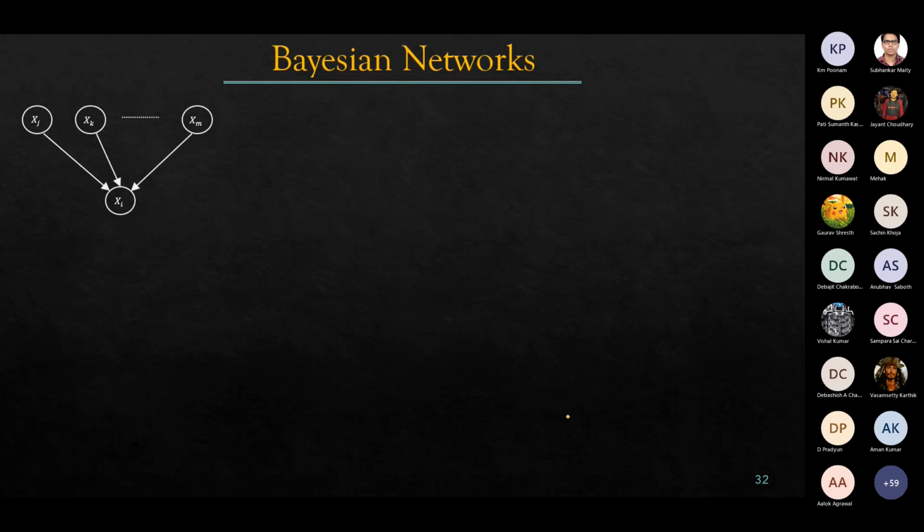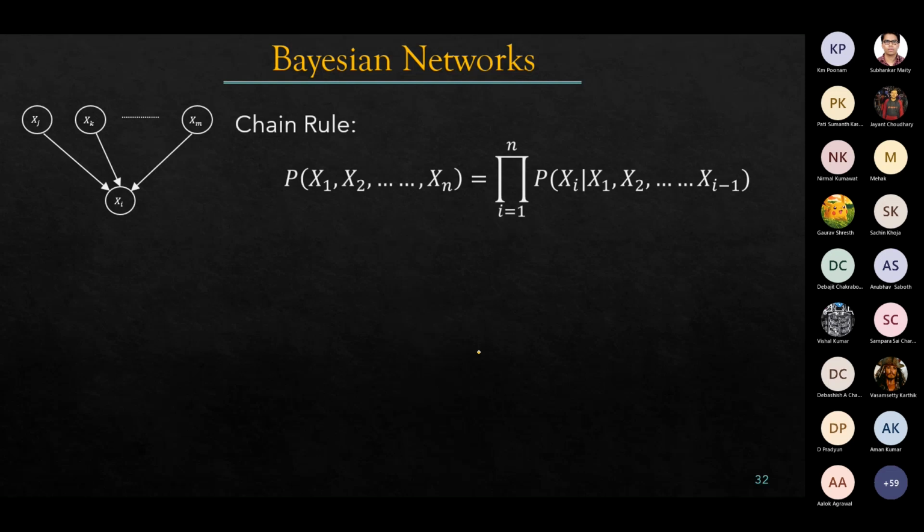Now let us try to define it more formally in graph theoretic form. I'll be doing that in the next slide. So we know the chain rule, so we can define this joint distribution to be this, right? This is a representation of the chain rule. We can have a closer look at it and see.